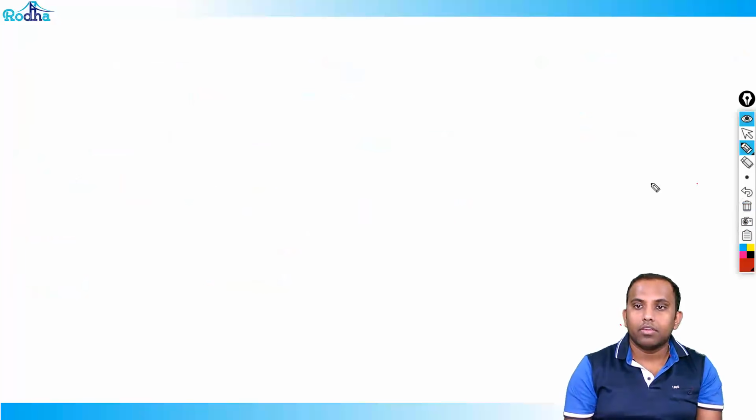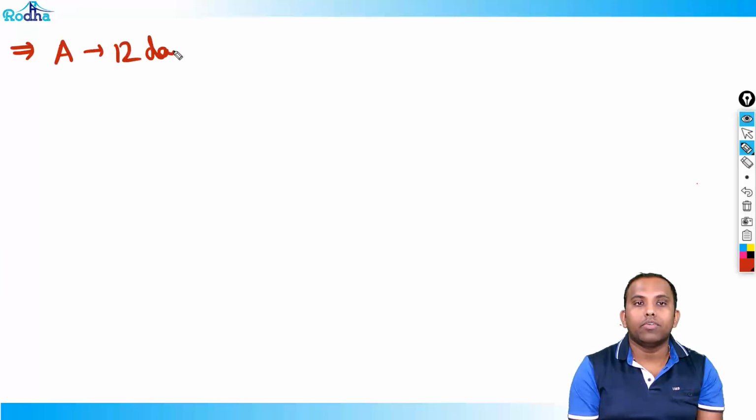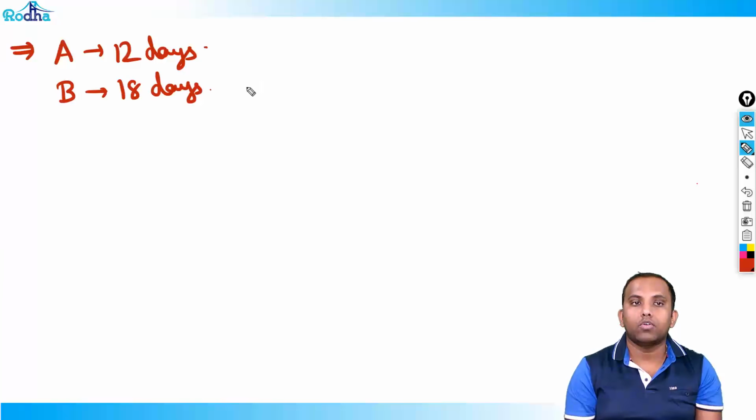Just listen carefully. Now see, A can do a work in 12 days. B can do a work in 18 days. Given data. Both started the work.